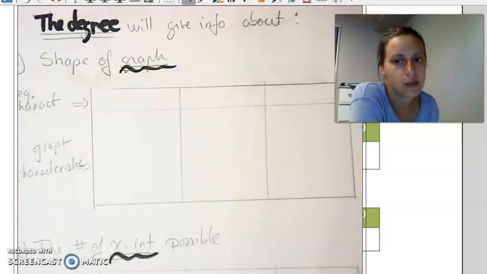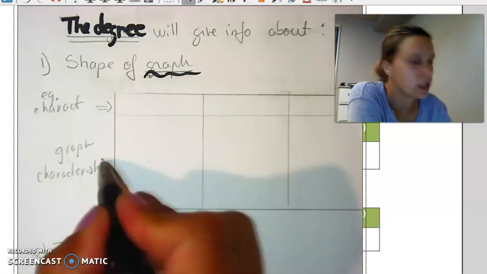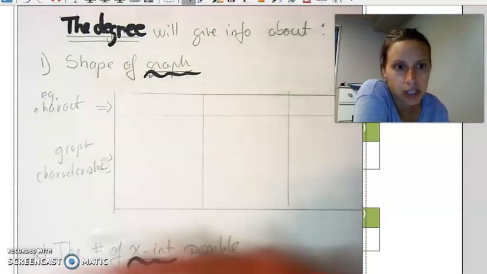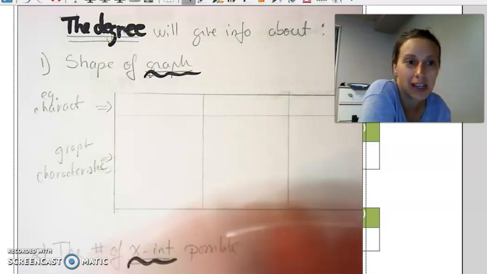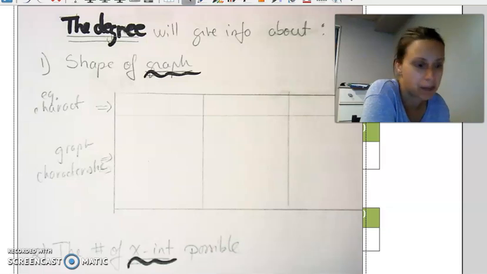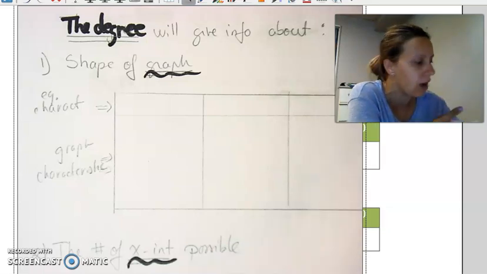Graph characteristics. This is really difficult sometimes for students to differentiate between them too. But you have to just think about it. Is it coming from the equation, or is it looking into the graph when you're talking about that piece? Or is it a part of the graph?